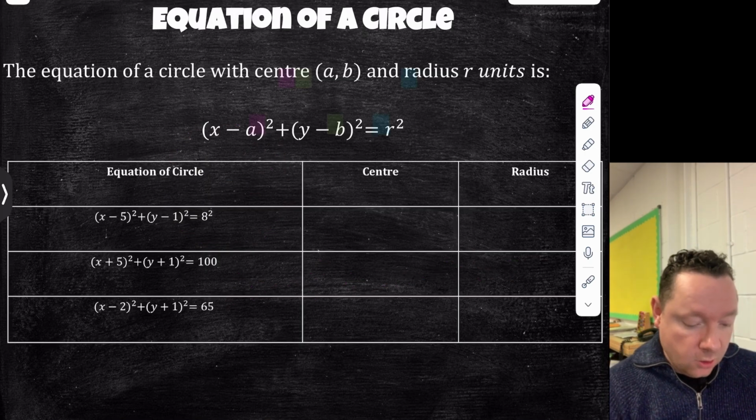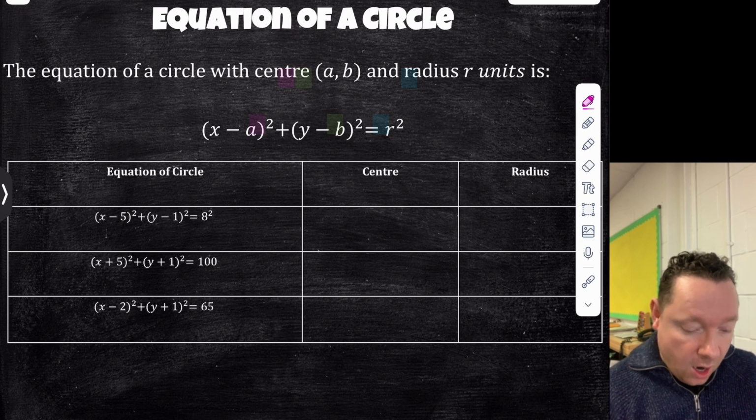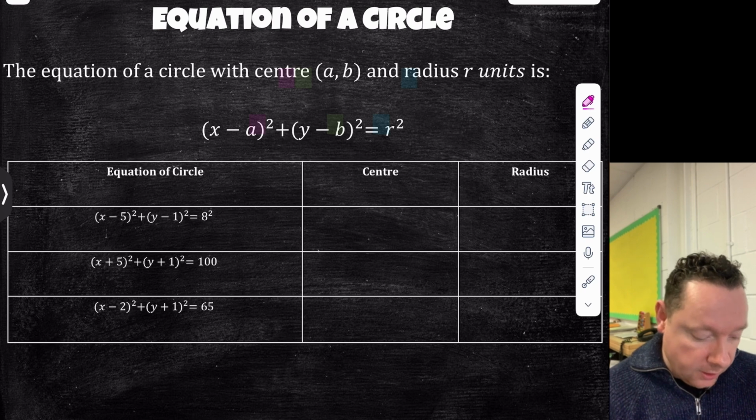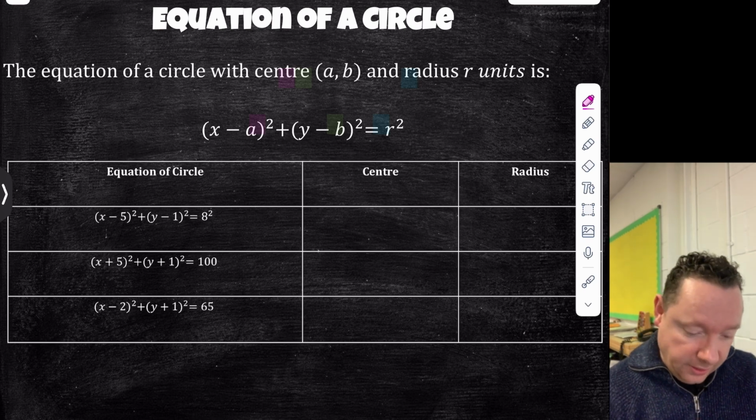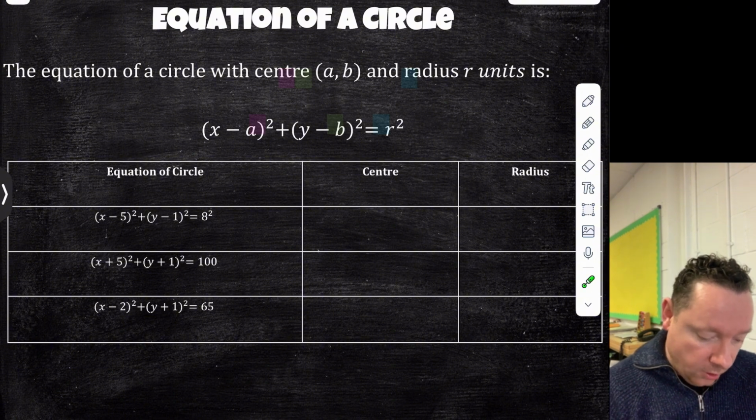So the equation of a circle with centre a, b and radius r is x minus a squared plus y minus b squared equals r squared. And I've got a little table here, and it says, here's the equation of a circle. We have to write down the centre and write down the radius. So to get the centre, x minus 5, y minus 1. So a and b is here, so it's just 5, 1.